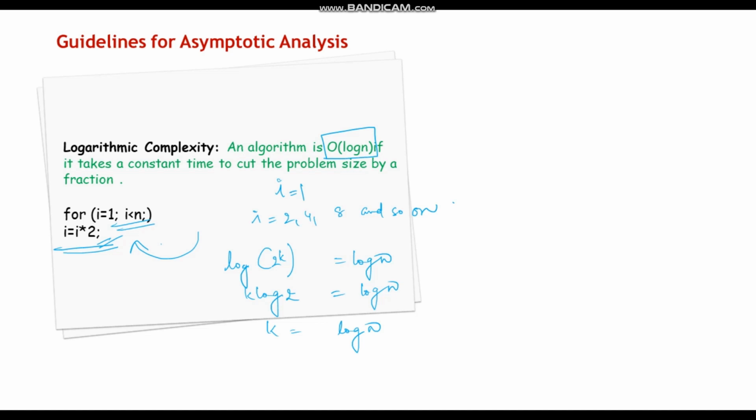Similarly, we have a case where i is equal to n, i is greater than or equal to 1, and i is equal to i by 2. So here again, the complexity would be derived as O of log n.